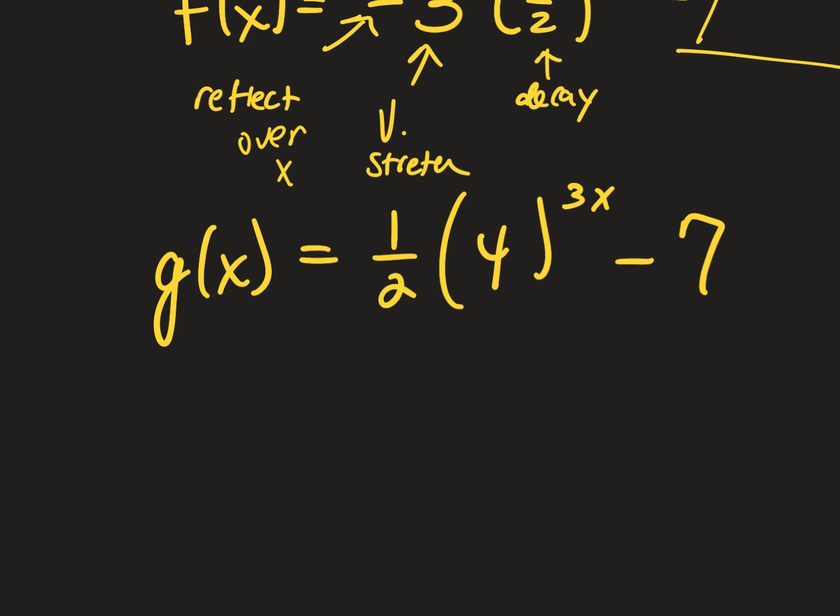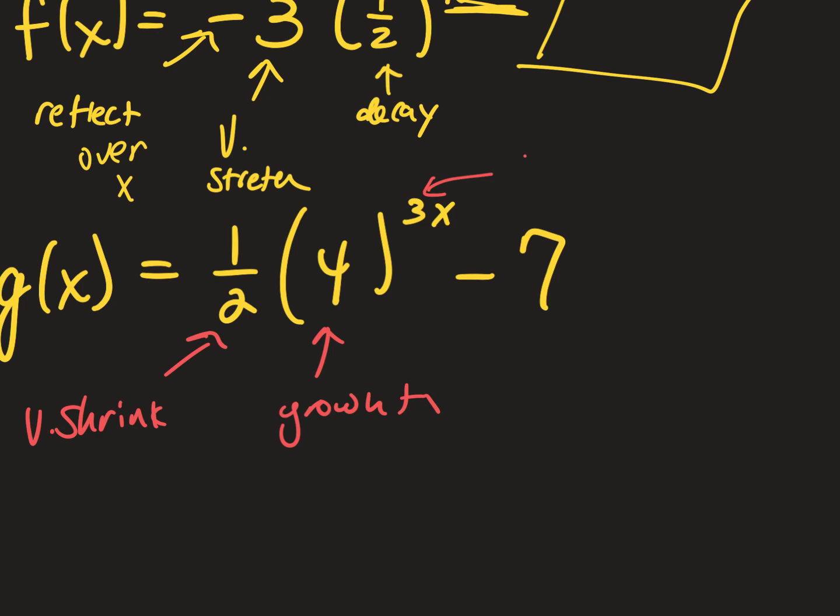Let's look at this one. First of all, growth or a decay? It's a growth. Good. What does this 1/2 out in front mean? It's a vertical shrink. Good. What is this 3 right here with my exponent? Horizontal what? Shrink. It looks like it should be a stretch because it's bigger than 1, right? But anything with the x is the opposite of what you think.